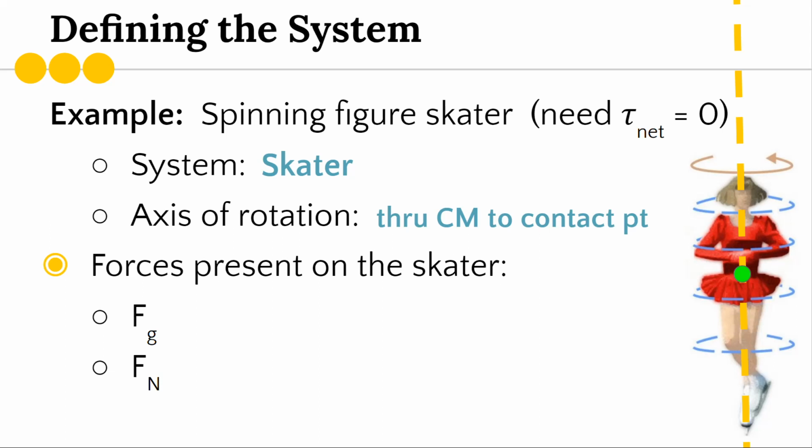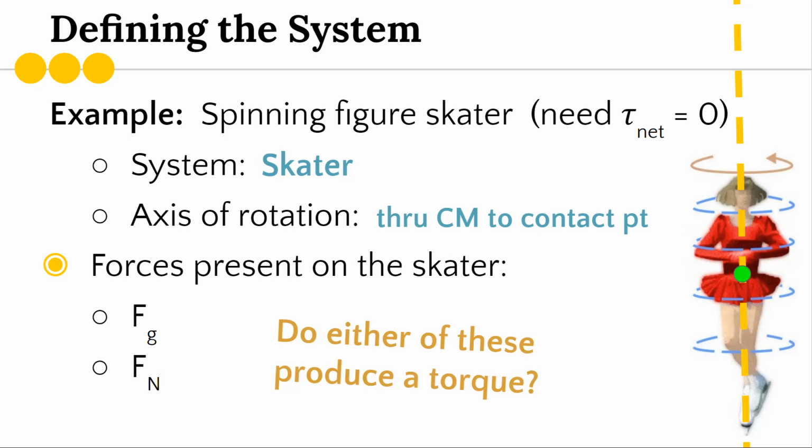So, the forces that are present on the skater. Let's see if we have a net torque. I know that the skater would have Fg, a force acting downward from her center of mass. I know that we would have Fn, a force acting upward from the contact point between her skate and the ice. Do either of these produce a torque?